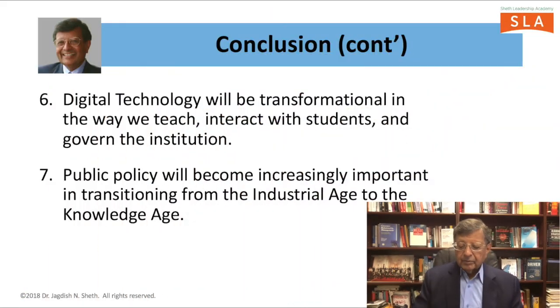Digital technology will be transformational in the way we teach, interact with students, their parents, and govern the institution. So if you are a principal or a dean of a college, then this becomes very important. The whole governance mechanism now is online essentially. Transparency is inherent. Disclosures are necessary. You cannot hide behind anything.